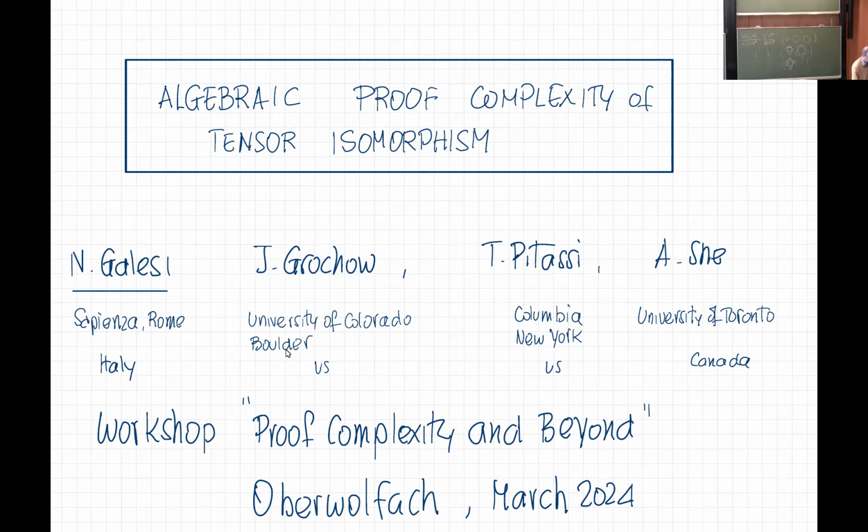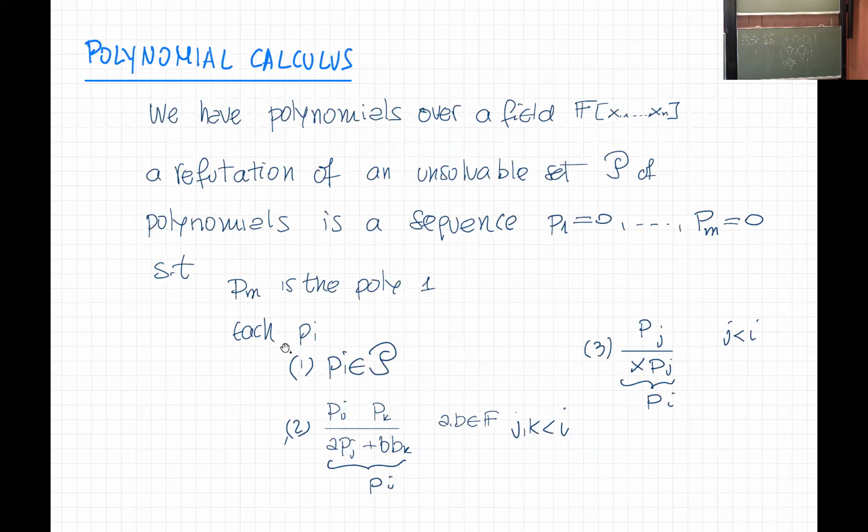So I'm talking about what I was doing with Josh. I think here I was missing IIS and ownership from the University of Roma. So it's a work from last year about algebraic proof complexity of tensor isomorphism. So let me explain.